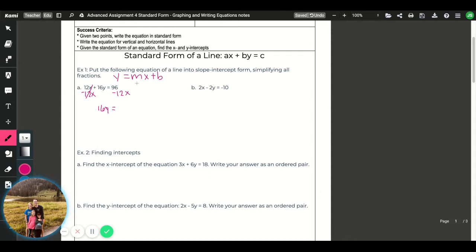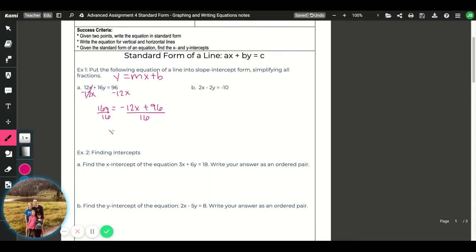In slope-intercept form, the x comes first. So when you're writing these too, put the x term first. Negative 12x plus 96. And then to solve for y, we need to get rid of the 16. Right now, this is 16 multiplied by y. If there's no mathematical symbol in between, that means multiplication. And the opposite of multiplication is division. So we're going to divide by 16. And then on the other side, divide that whole side by 16. 16 divided by 16 is 1. So that's how these are gone.